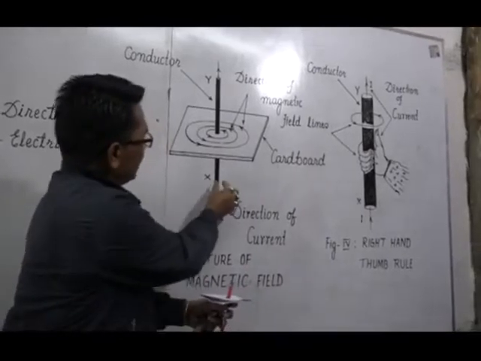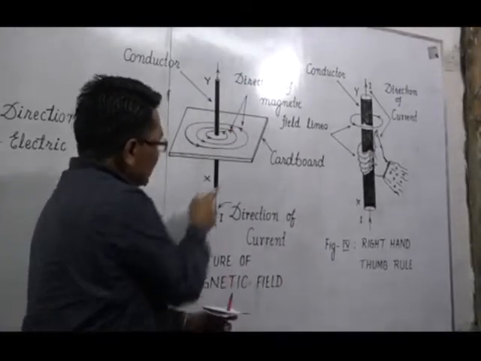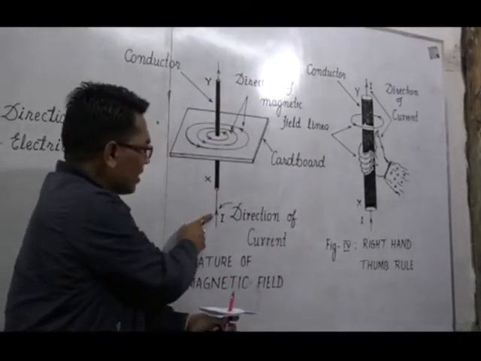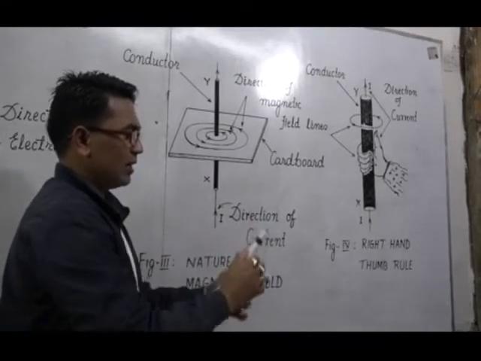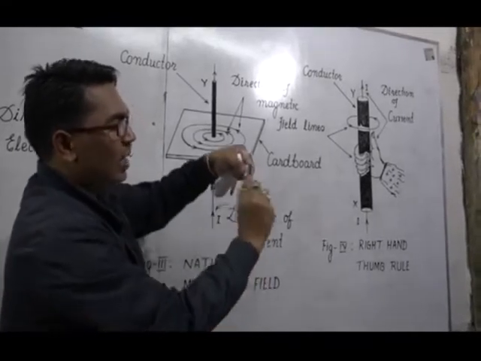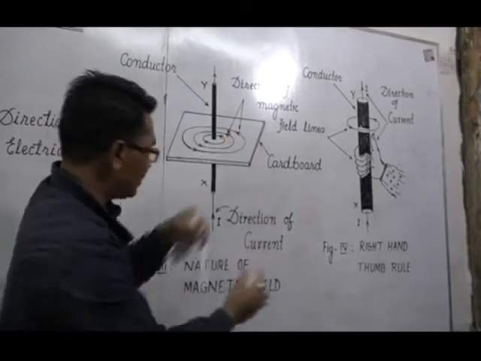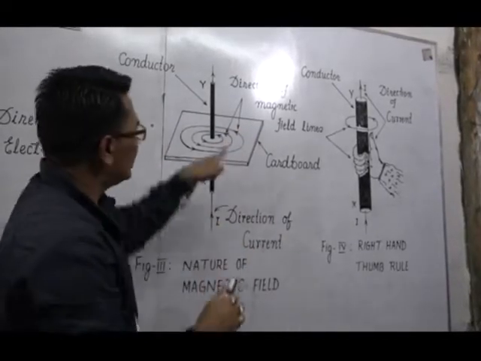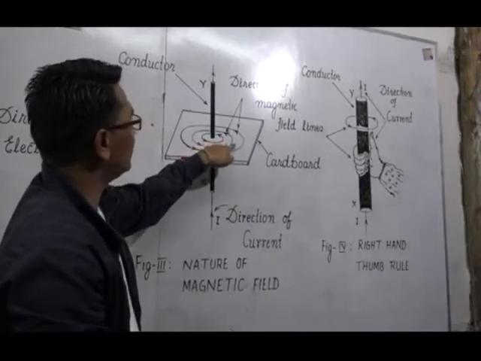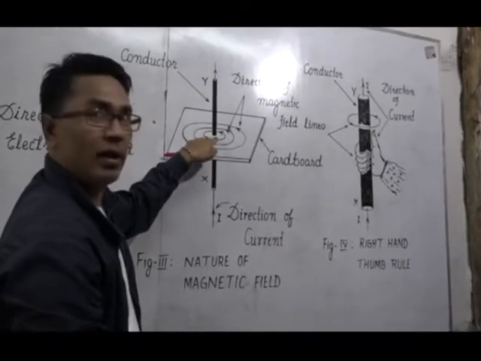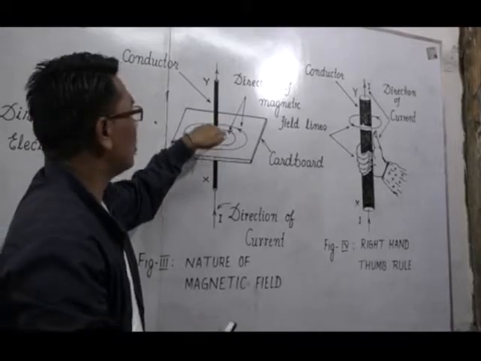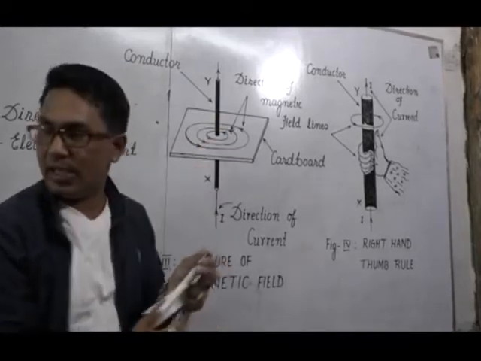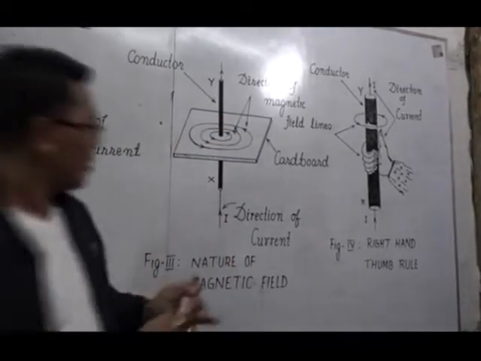See, straight conductor XY, when current flows through the conductor, according to the shape of the magnetic field, it makes concentric circles. Means each circle has the same center, so they are concentric and coplanar, in the same plane.